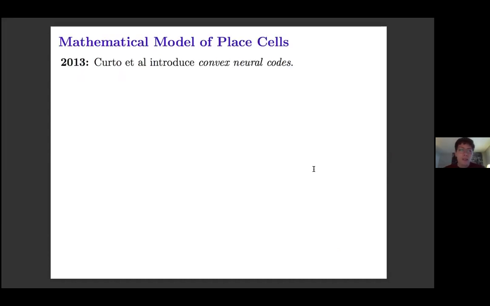And so the mathematical model of this, the name for it, is convex neural codes. And the way it's set up is as follows. This was formulated in 2013 by Curto et al.